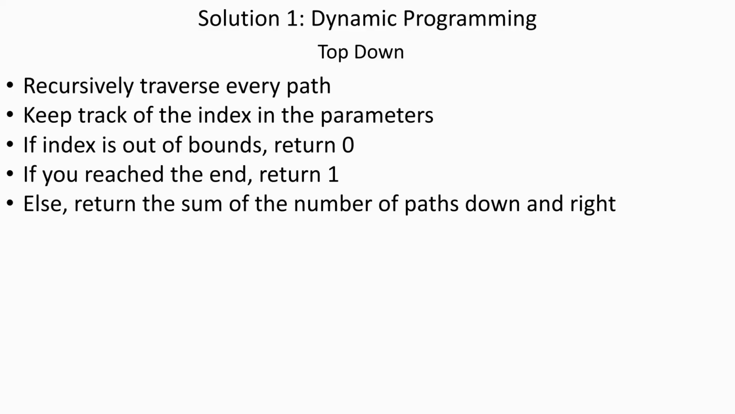The first solution I'm going to talk about is dynamic programming with top-down. You recursively traverse every single path and keep track of the index through the parameters of the method. If you go out of bounds, then you return 0, and if you reach the end, you return 1 because you reached your destination. If none of those are true, you return the sum of the number of paths if you go down and the number of paths if you go right.